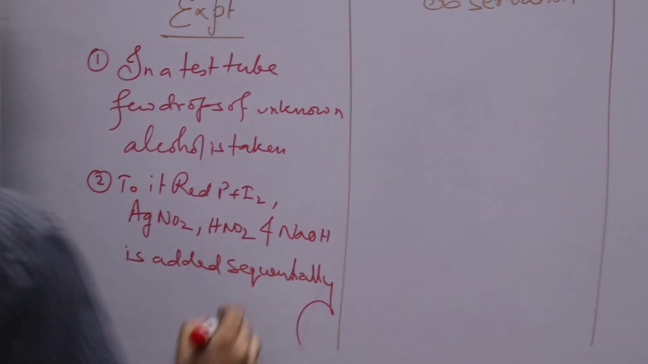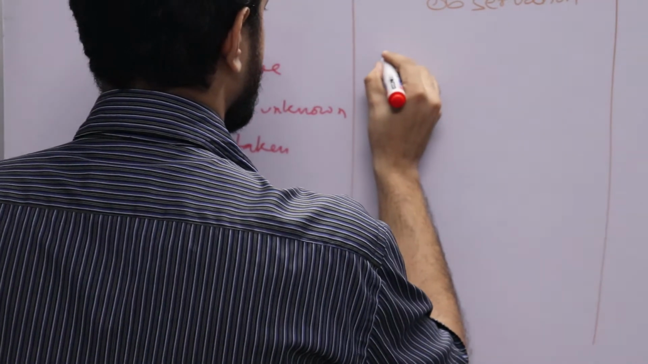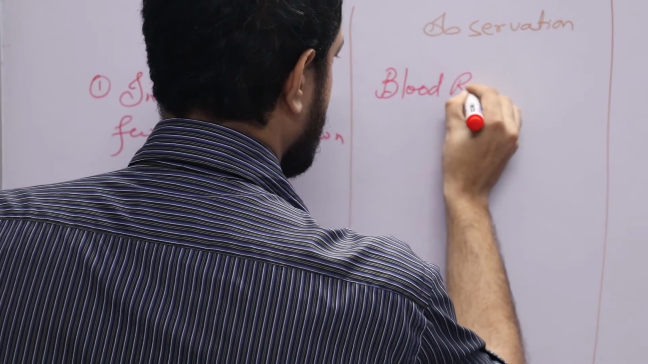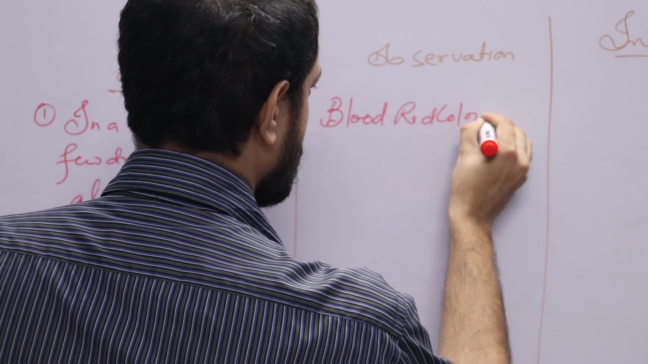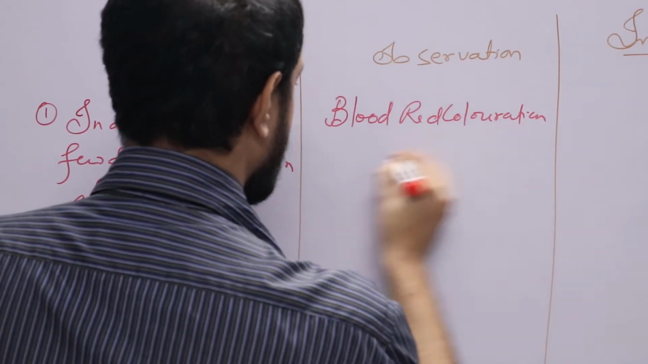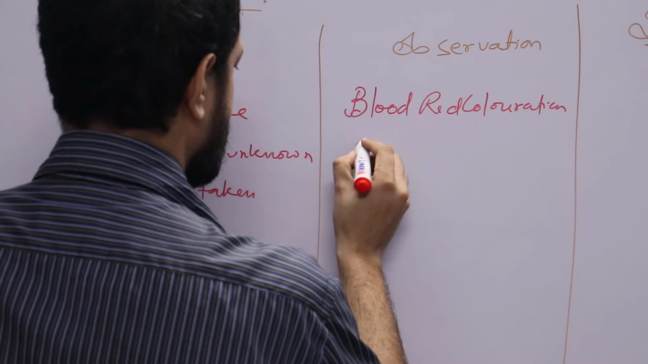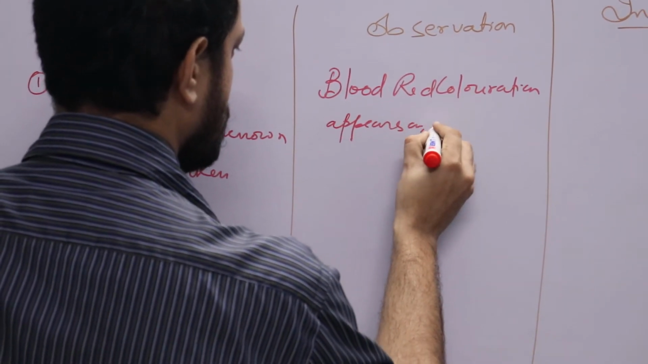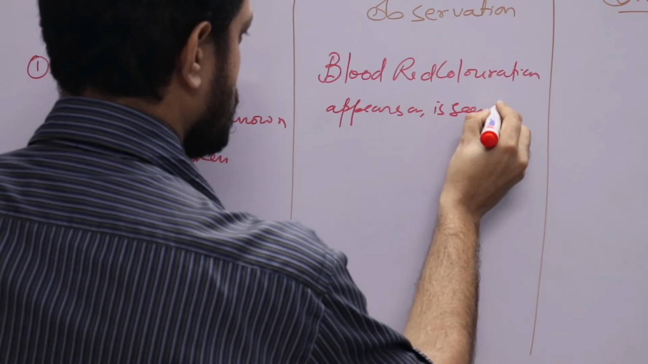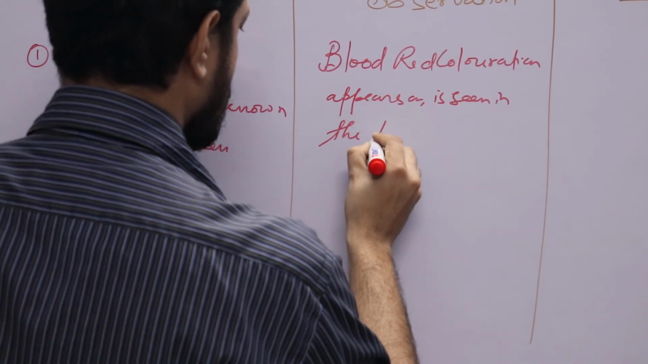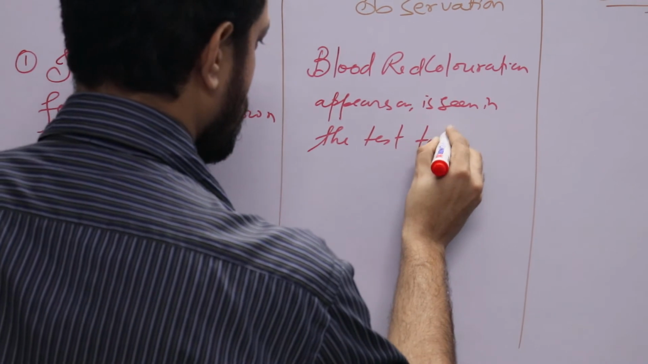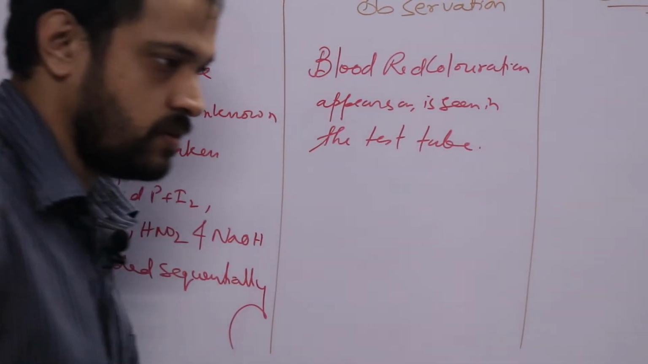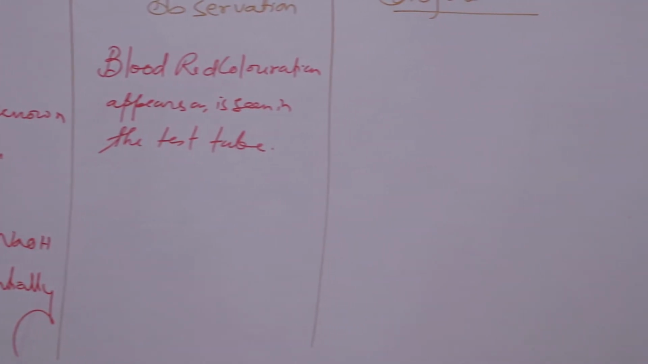Okay, observation is blood red coloration appears or is seen in the test tube. Okay, inference. In the inference, you will have to write the reaction, that is what is happening. Listen.